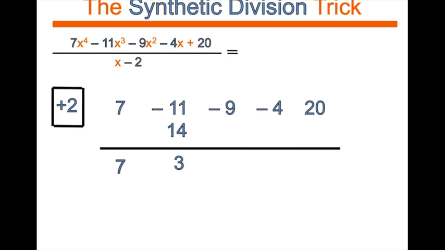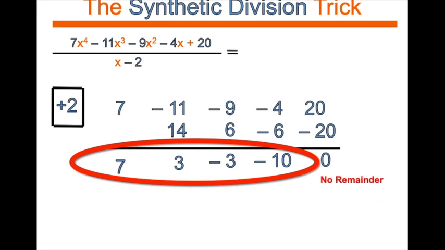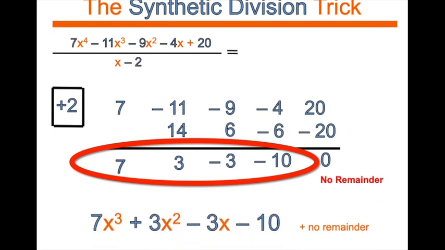Multiply by the number in the box, that's 6. Add that column, negative 3. Multiply by the number in the box, add that column, multiply by the number in the box, add that column. You guys will have the exact same set of coefficients with no remainder, and all you have to do is just put the x's back into it.